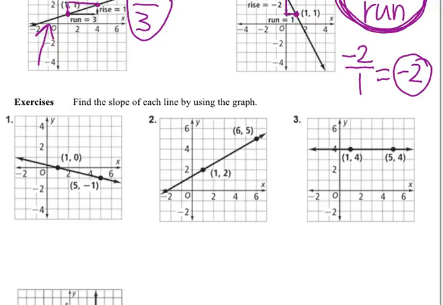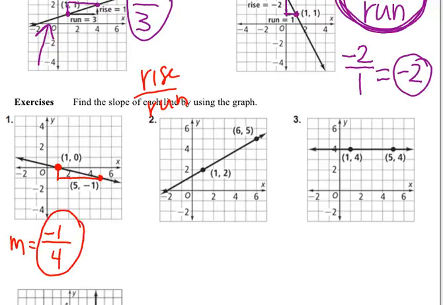Okay, so let's do this first one here. We actually use the letter M to represent slope, so I'm going to start doing that now. So I'm starting at this point here, 1, 0, and I'm going to 5, -1. Again, remember it's rise over run. So how far am I going down? 1, so I'm going down 1. How far am I running? 1, 2, 3, 4. So I have a slope of -1/4.